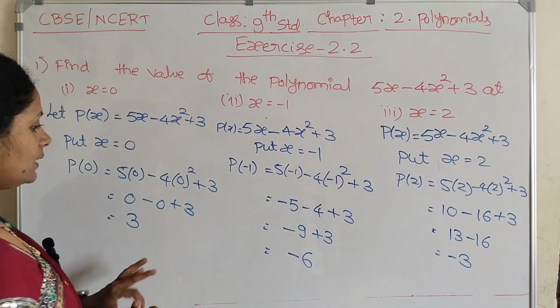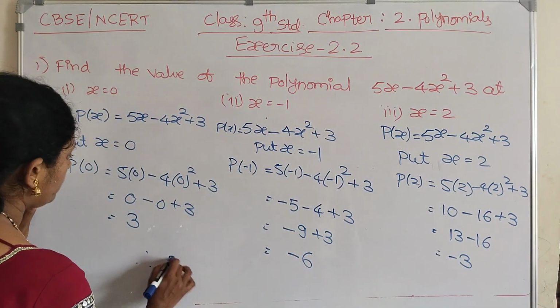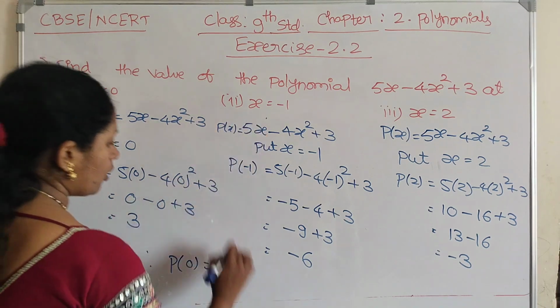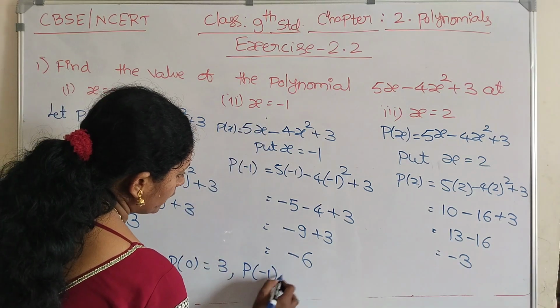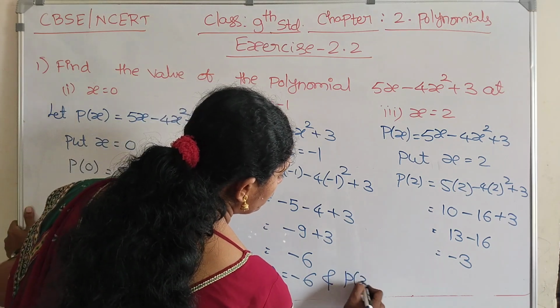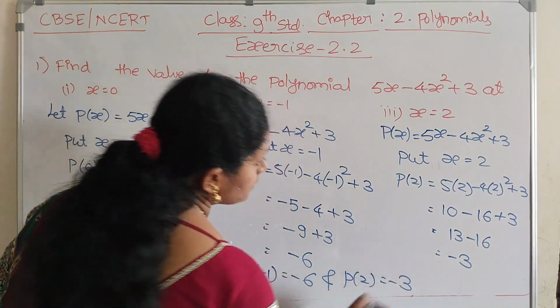Here you can write as: therefore, P of 0 is equal to 3, P of minus 1 is equal to minus 6, and P of 2 is equal to minus 3.